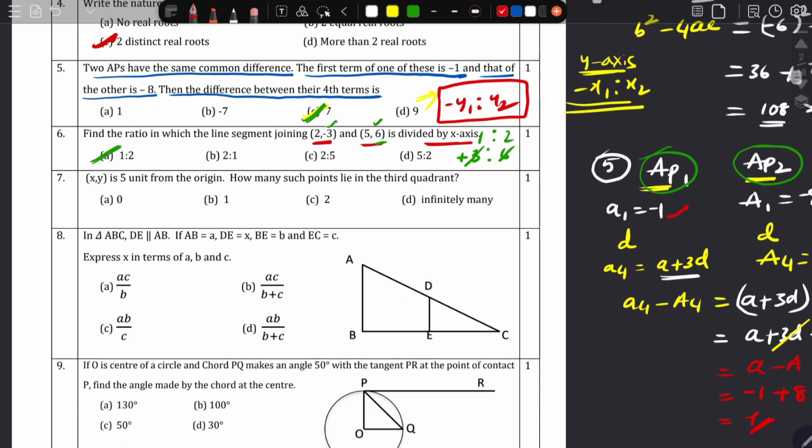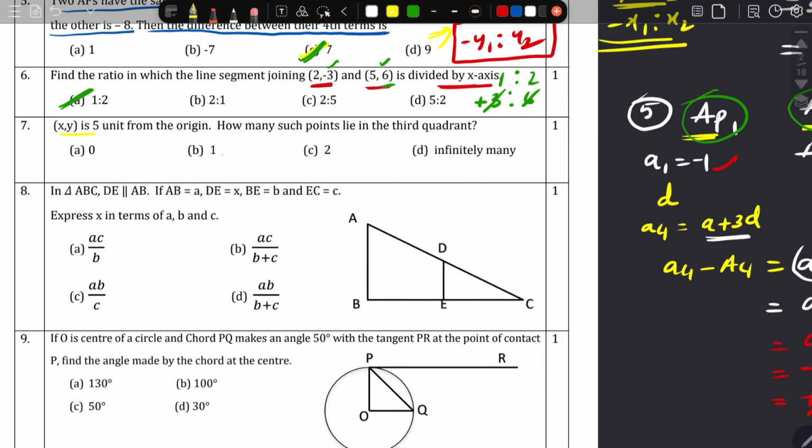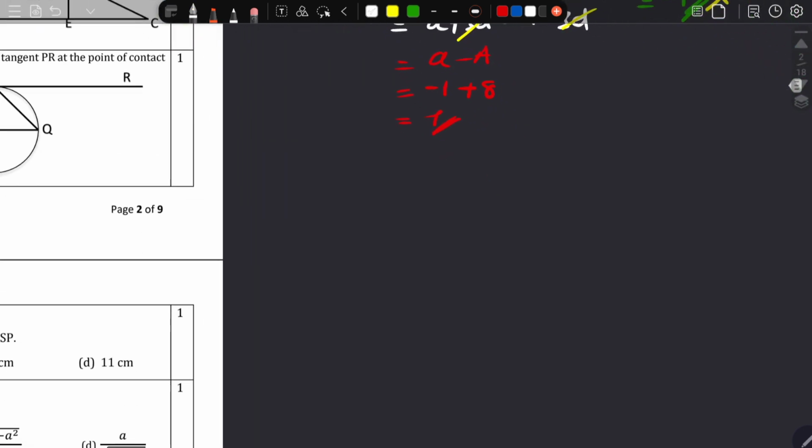Next, question number 7. The point (x, y) is 5 units from the origin. How many such points are there in the third quadrant? So try to solve this question.